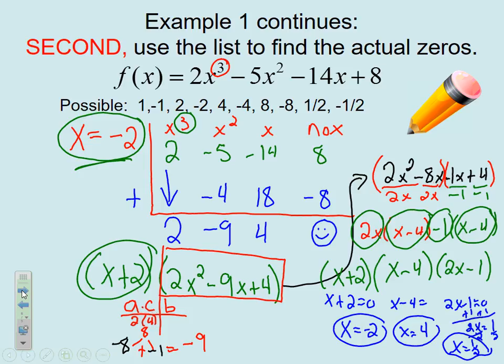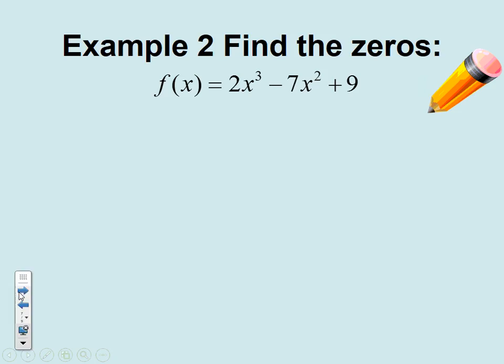Alright, moving on. Make sure you get all of this down, you guys. This was all the first example. Now here comes example number 2. First thing we're going to do is find all of our possible zeros. So we're going to do our P over our Q. So my P here is 9, and my Q is 2.